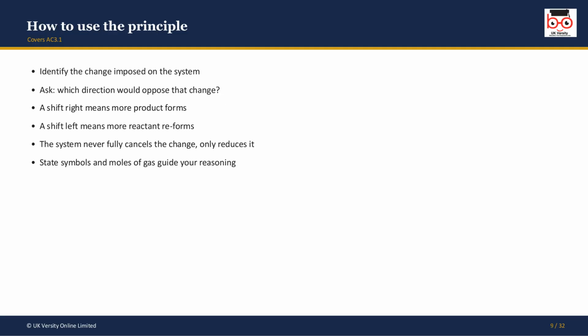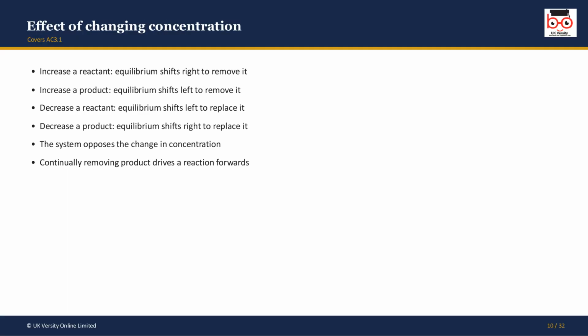Here's how to apply it in practice. First, identify the change you've imposed on the system. Then ask which direction would oppose that change. If the equilibrium shifts to the right, more product forms. If it shifts to the left, more reactant reforms. Remember, the system never completely cancels the change. It only reduces it. And your reasoning should always be guided by the state symbols and the moles of gas on each side.